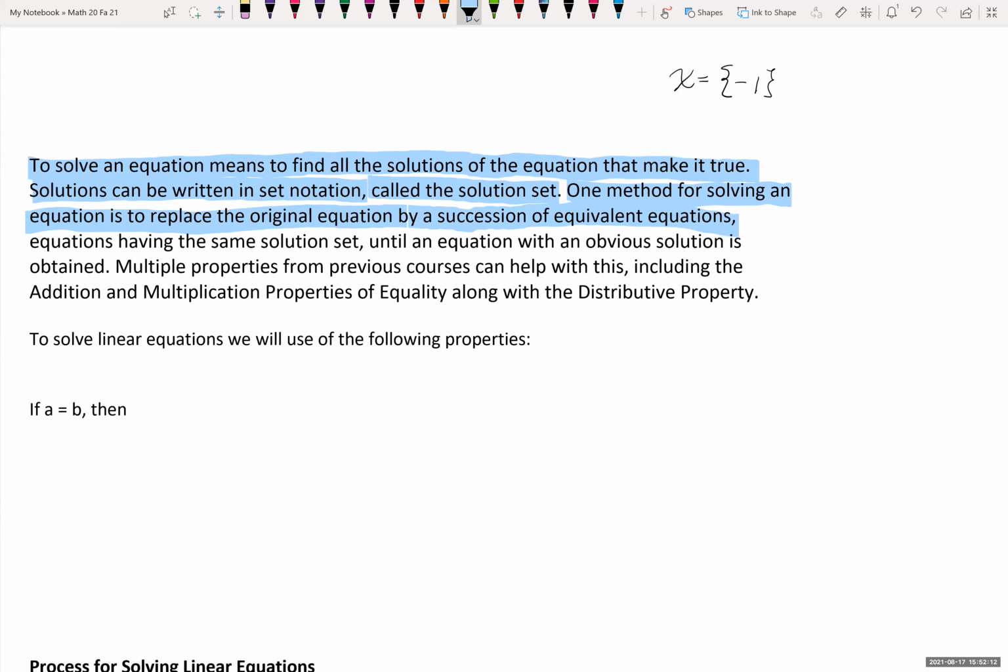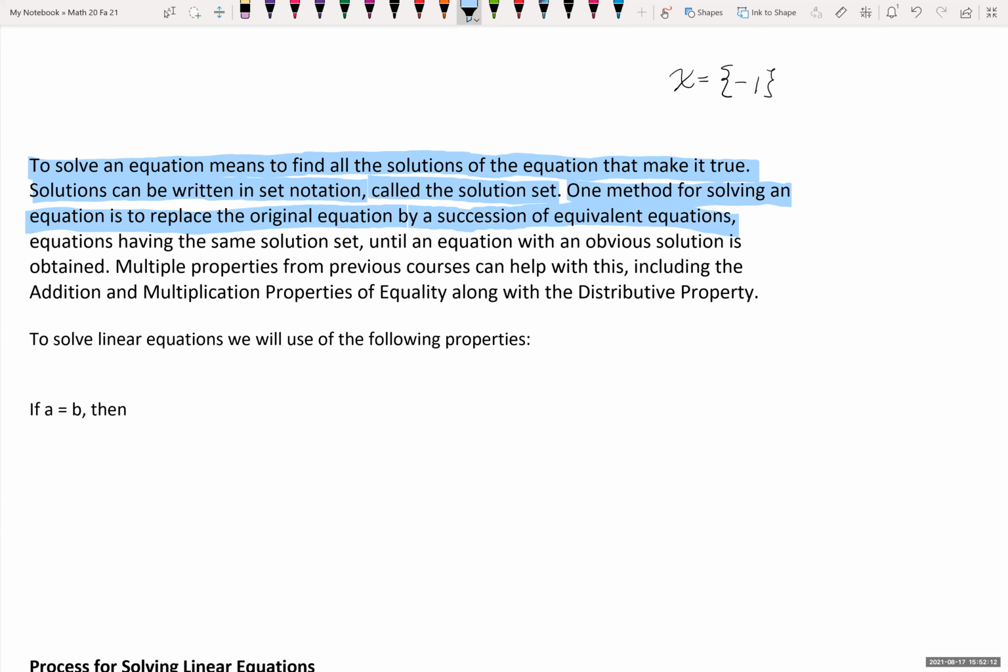Okay. So to do this, to change these equations, to simplify it down so that we can find the solution to the original equation, we're going to use multiple properties from previous courses. These can help us with this, including the addition and multiplication properties of equality, along with the distributive property. So basically, what all that's saying is we're going to use the following properties to solve these linear equations.